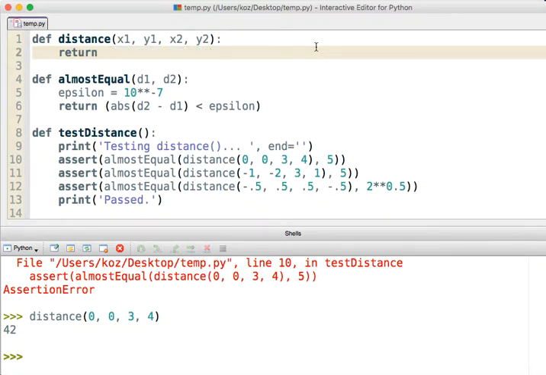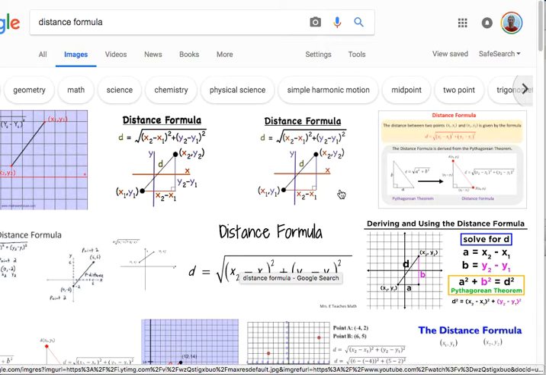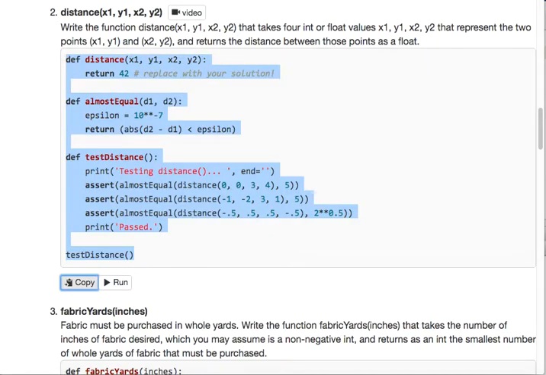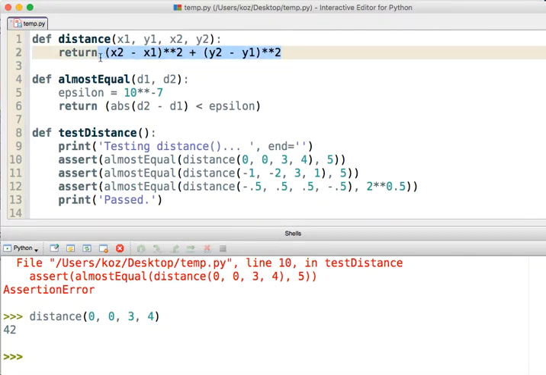So the distance formula said take the difference of the x's squared, so x2 minus x1, and I need to square that value. And in Python, the double star is exponentiation, so that is that value squared, plus the difference of the y's squared, y2 minus y1 squared. And then I'm supposed to take the square root of the whole thing. So I need to take the square root of this whole thing.